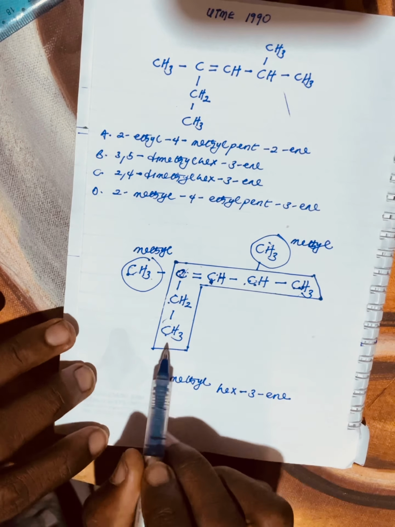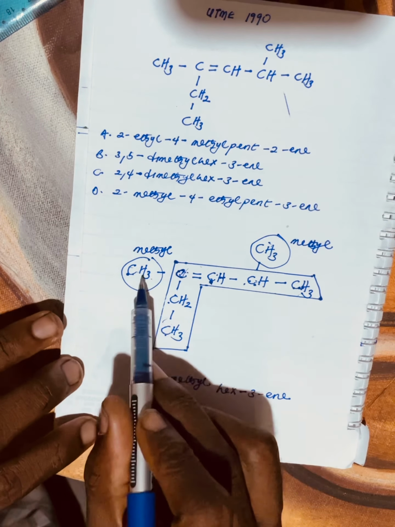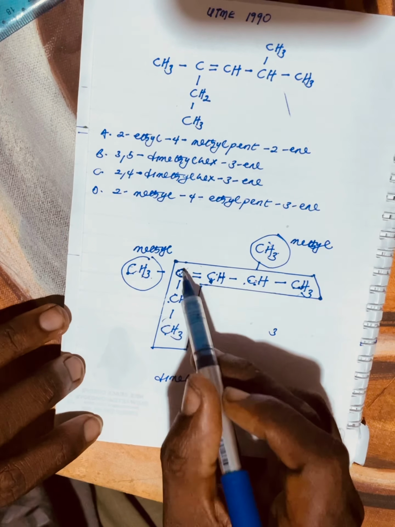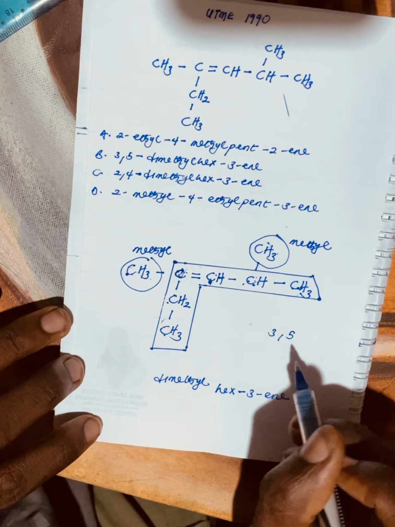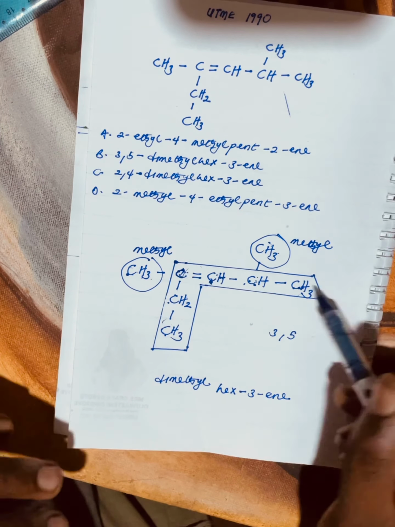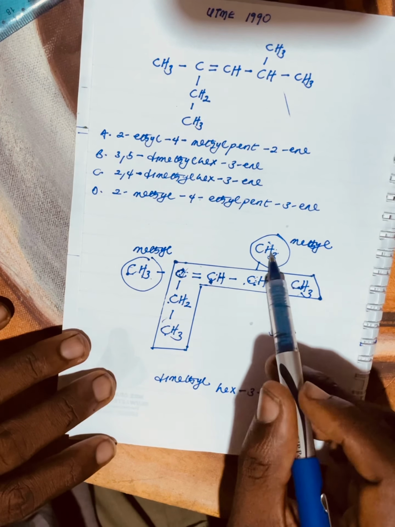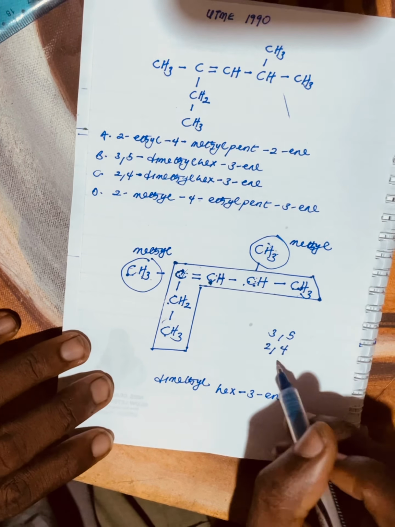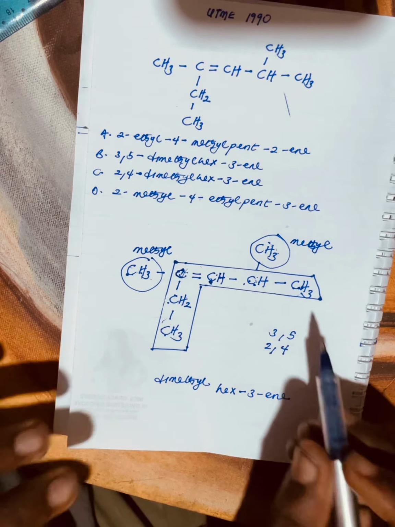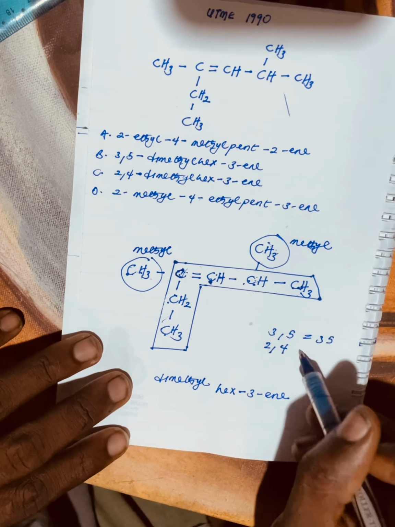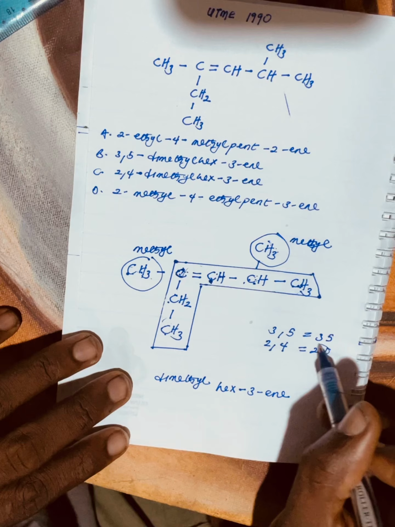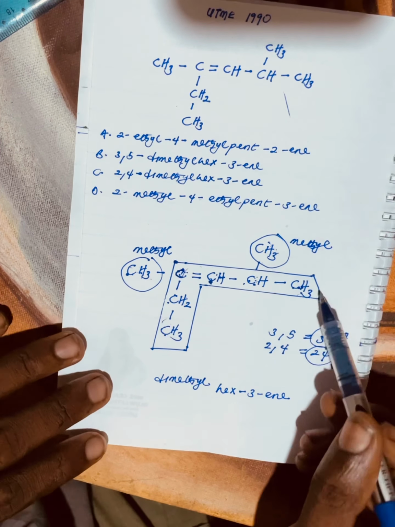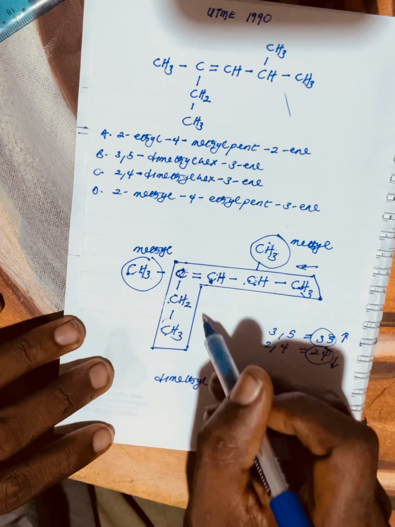Counting from the bottom to the right, this methyl is on the third carbon, and this methyl will be 1, 2, 3, 4, 5, on the 5th carbon. But counting from right to bottom, this methyl should be on the 2nd carbon, 3rd, 4th, and this one should be on the 4th carbon. So we'll consider this as 3,5 and this as 2,4. It's clear that 2,4 is lower than 3,5. So it means we'll go from right down to the bottom.